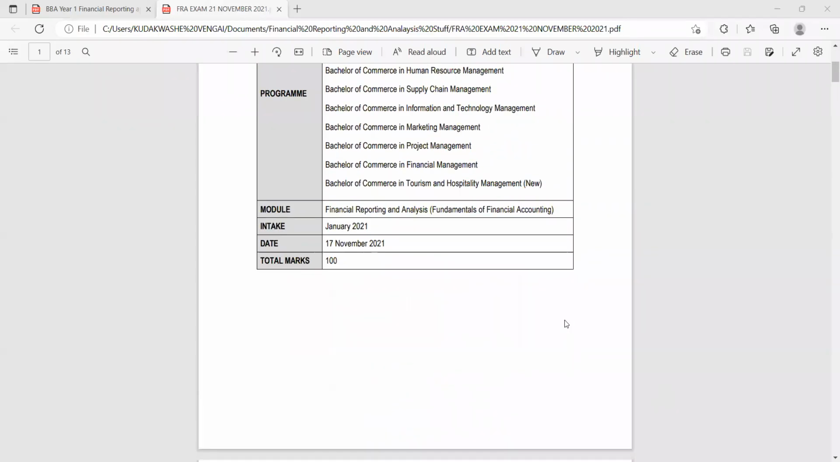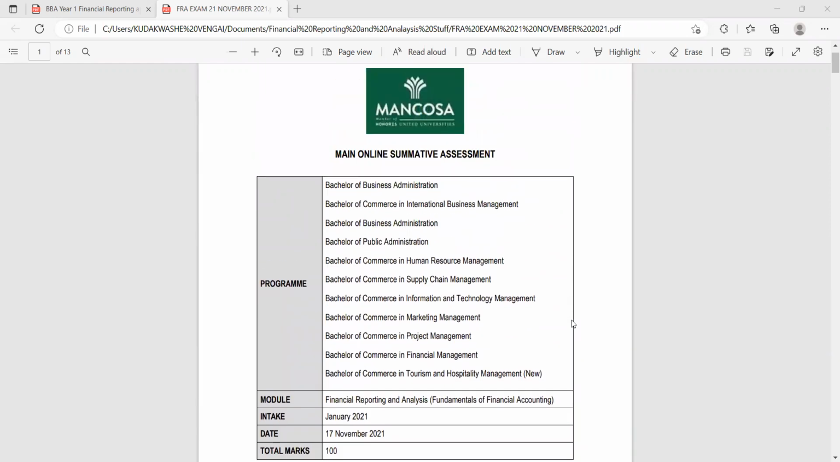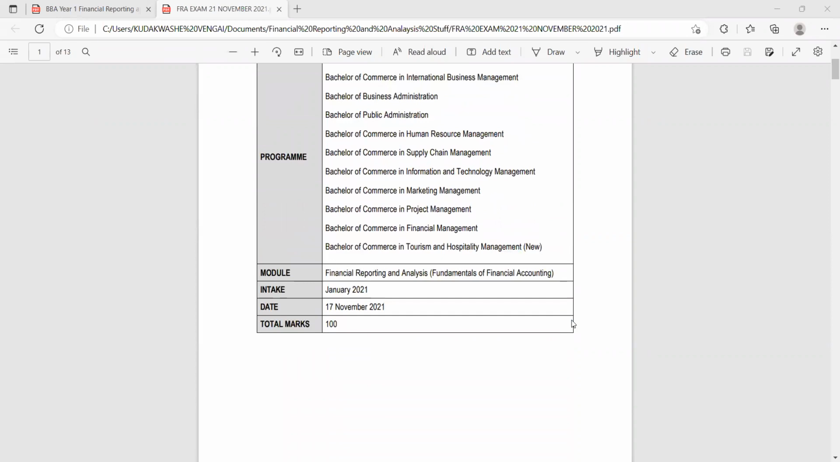So this is an example of an exam. This was written in November 2021. I have some past exam papers for 2022 and also for 2020. I think I've also got some for 2019. I've got a lot of the past exam papers, but this is an example of your examination, right?